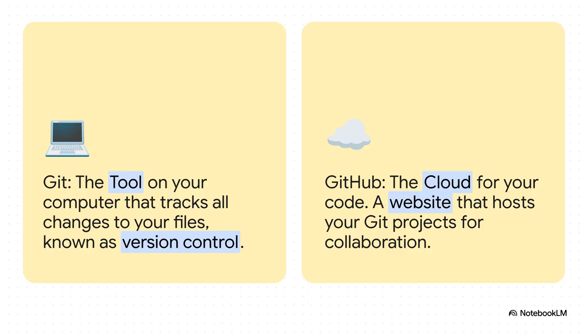Think of it like this. Git is the tool that lives on your computer. It's like a time machine for your code, tracking every single change you make. GitHub, on the other hand, is the website. It's the cloud where you store your projects and share them with the world. So Git is local, on your machine. GitHub is online, for everyone to see.